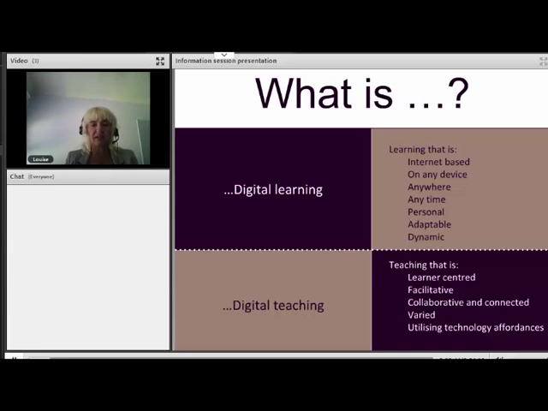So that means that digital teaching is learner-centered, it is facilitative. So instead of being the sage on the stage, we're very much the guides on the side. I know that you've heard that all before, but it's definitely true in digital teaching, and students will expect a collaborative and connected environment. They'll expect their learning to be varied and the teaching strategies to be varied, and they expect that teachers will use technological affordances. Now, learners won't know what that means, but rather than just focusing on the technology, an affordance is an action that you can perform with it that will improve the learning.